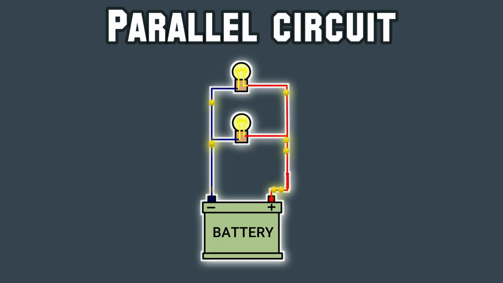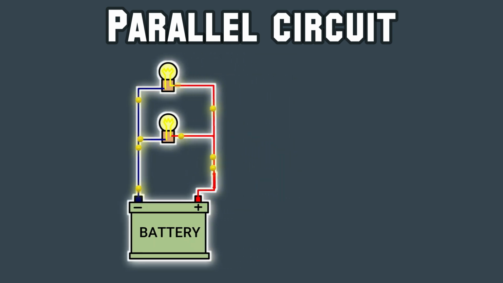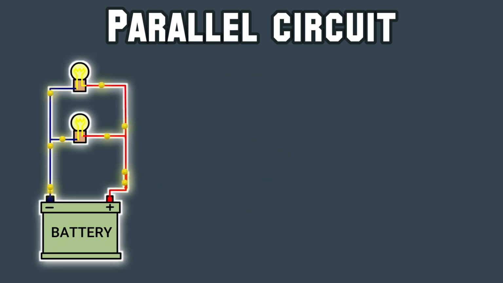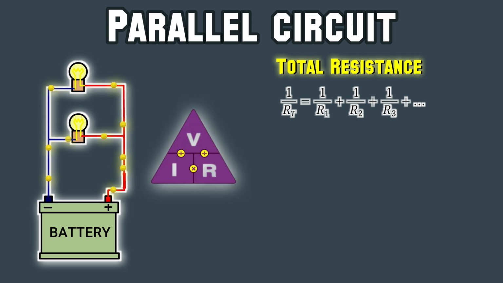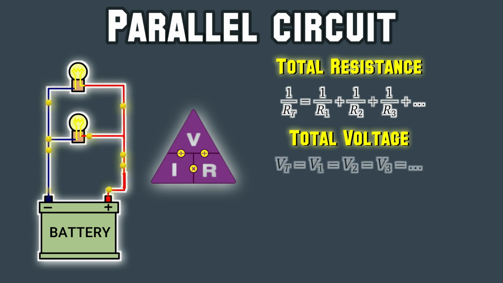Now, let's break down the three key laws that show exactly how a parallel circuit operates. Law 1, total resistance. The total resistance of a parallel circuit is always less than the smallest resistor in the circuit. That's because current can flow through multiple paths, like cars using several lanes on a highway. Law 2, voltage. The voltage is the same across each branch of a parallel circuit. So, every light bulb or load in a parallel setup gets the same voltage from a source.